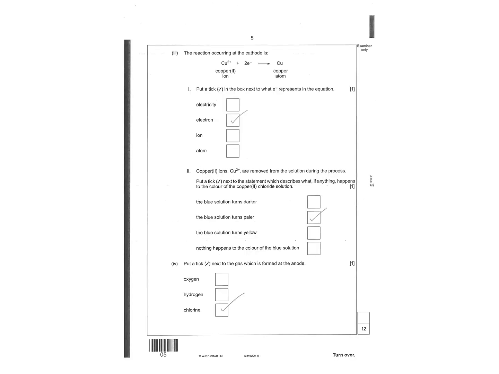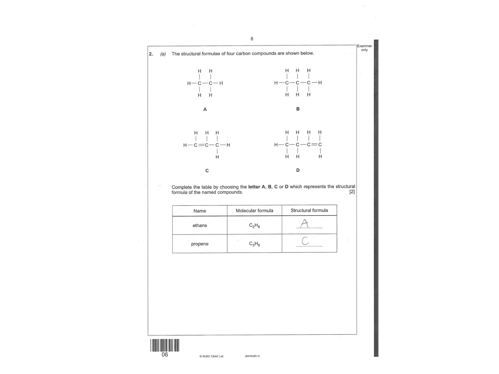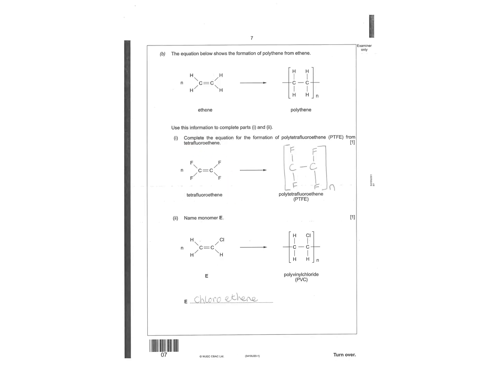Then it says put a tick next to what that E minus represents, that's electrons. The solution will turn paler as the copper ions are removed, and what will be formed will be chlorine. Identify ethane, so ethane is C2H6, would be A, it's got 2 carbons, 6 hydrogens. Propene then, C3H6, would be C.